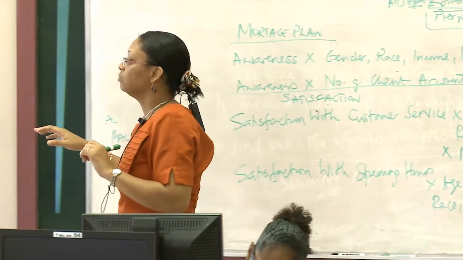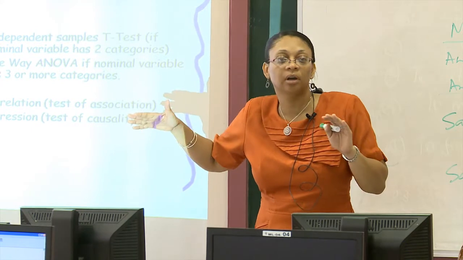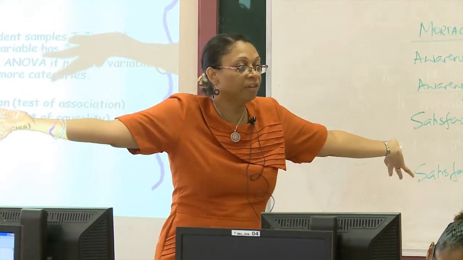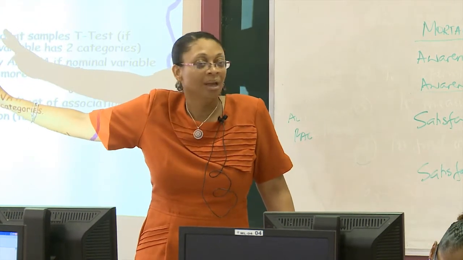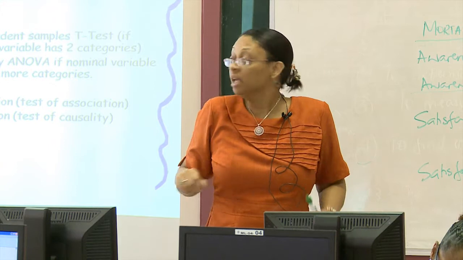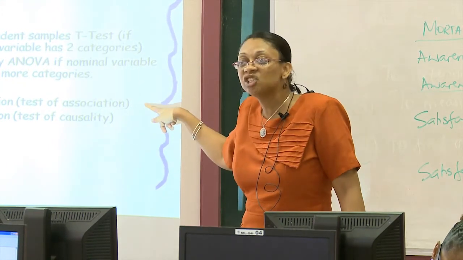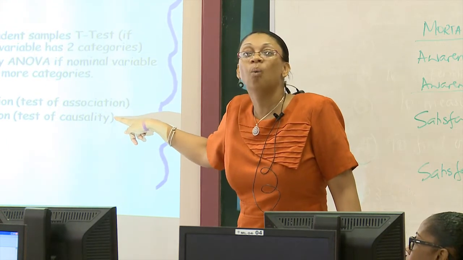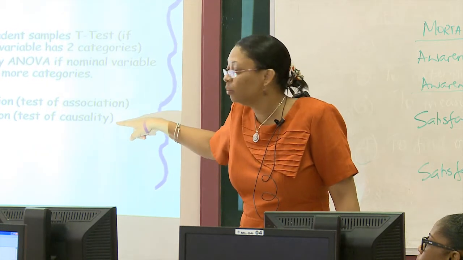Now, if you are crossing an interval or ratio by an interval or ratio, right now you're looking at 2 questions on a continuum, both of them on a scale. No more nominal questions anymore. Both of these questions are on a scale. If you're looking at an interval or ratio by interval or ratio, you're running a correlation, which is a test of association. Here we assume they're moving together. Or if you are trying to prove that one causes the other, here we're assuming one causes the other.